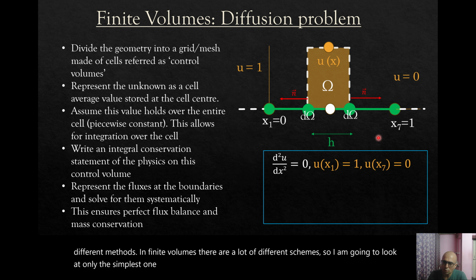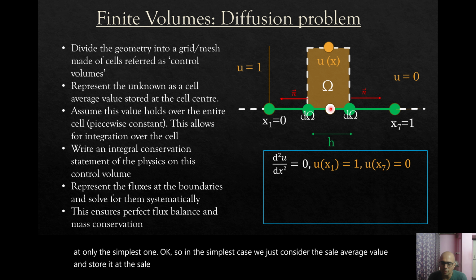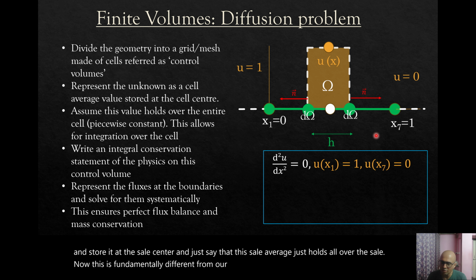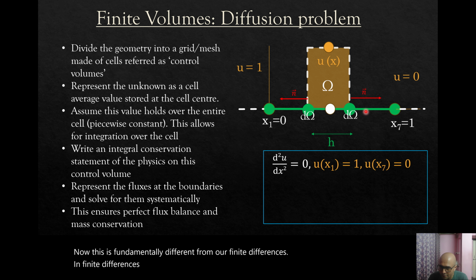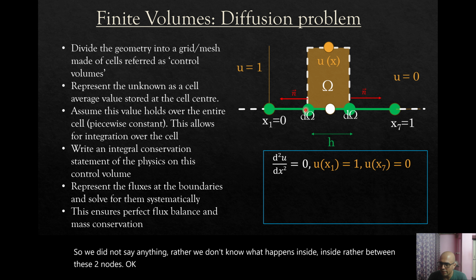In the simplest case, we just consider the cell average value and store it at the cell center, and just say that this cell average holds all over the cell. Now this is fundamentally different from our finite differences. In finite differences, the argument was discrete and only applied on each node. We did not say anything about what happens between these two nodes; we only stored nodal values. Now here we are saying that the cell average value holds at each and every x coordinate inside the cell.